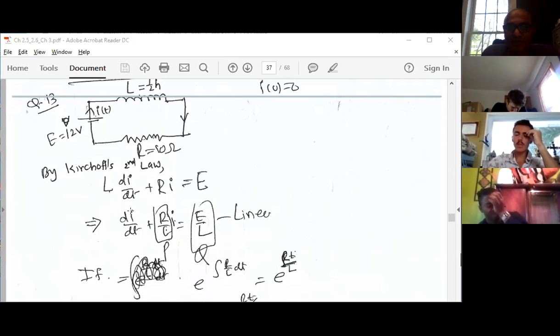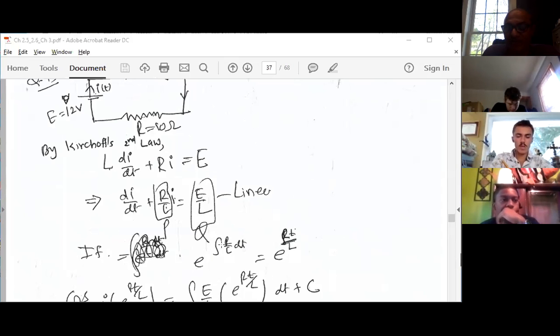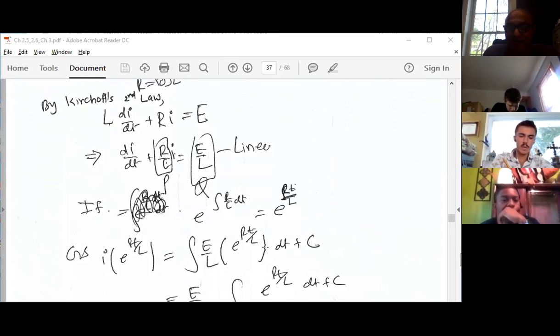Okay. So this is nothing but the linear differential equation dy by dx plus py equal to q, where p and q are functions of the independent variable or constants. Here they are constants. That means I can go for the integrating factor e to the power integral of p dt, here R by L dt. R by L is constant, pull it out, so e to the power RT by L.